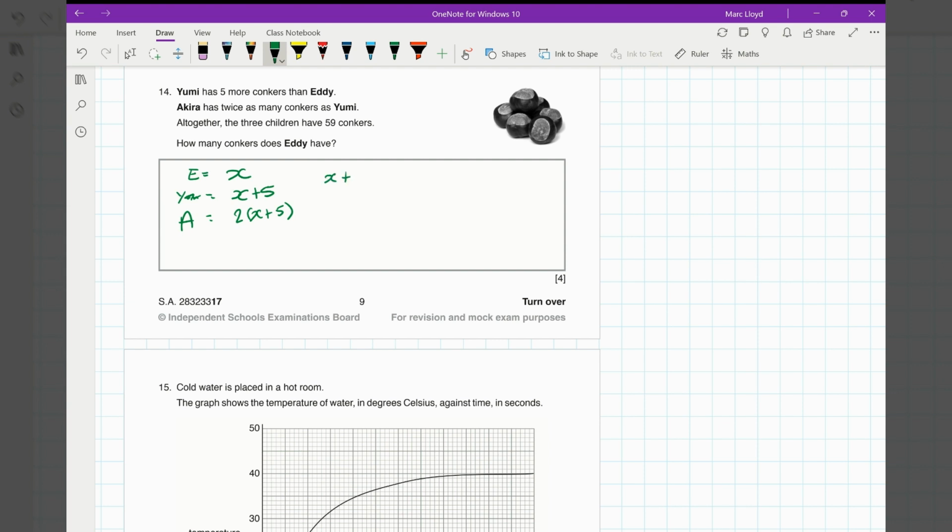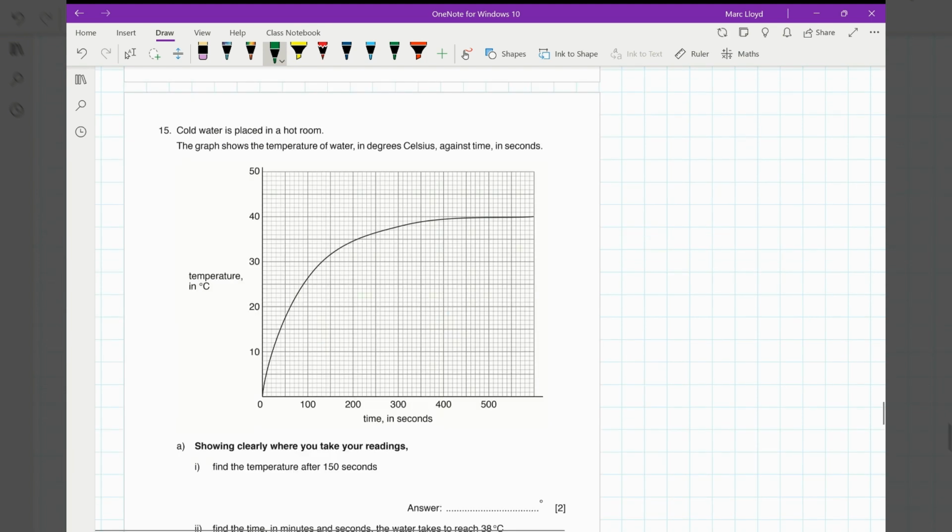So x plus 5 plus 2x plus 10 equals 59. First thing we'll do is expand this bracket, which is 2x plus 10. Then, just to save me writing everything out again, we'll collect from here. So x and 2x makes 4x, and 5 and 10 are 15. We then subtract that 15 from both sides, giving us 44, and then x equals 11. So Eddie has 11. Okay, that's done.